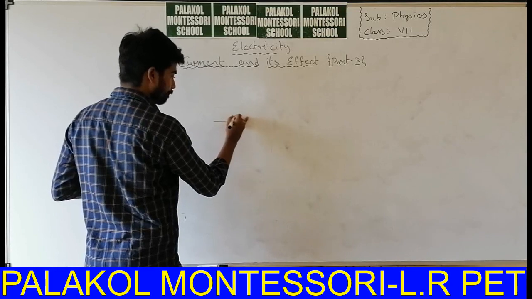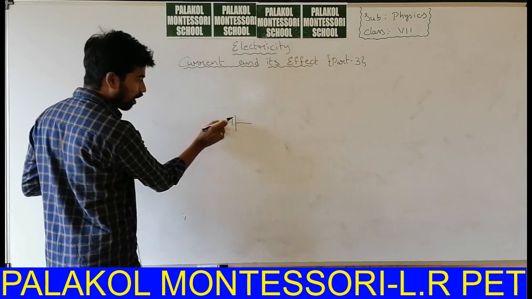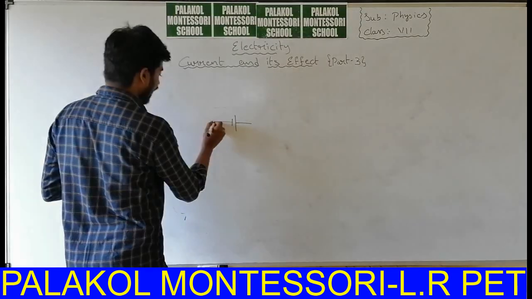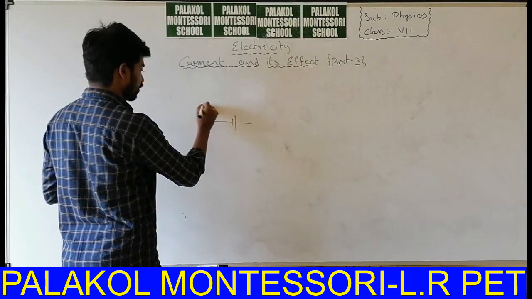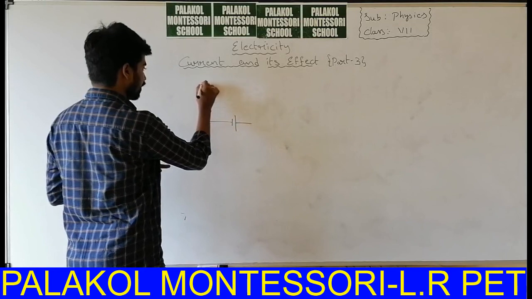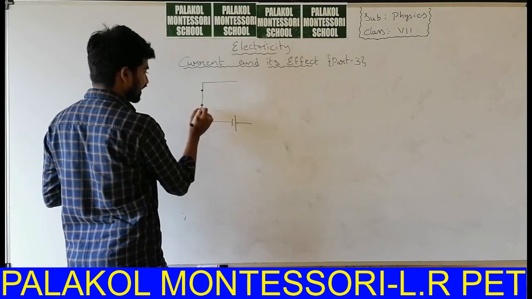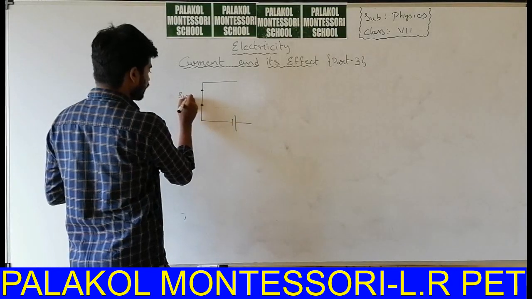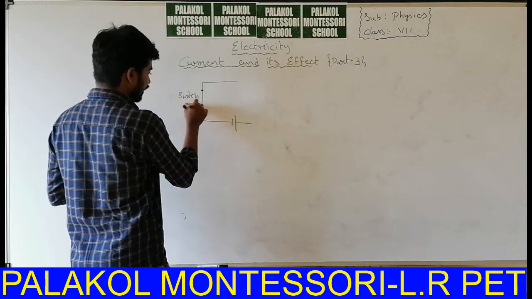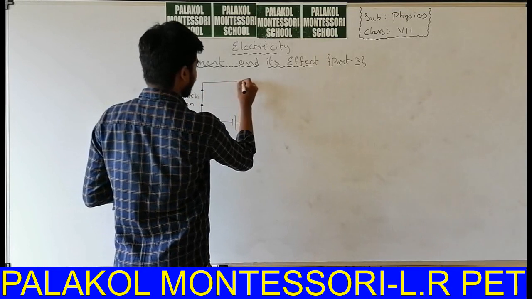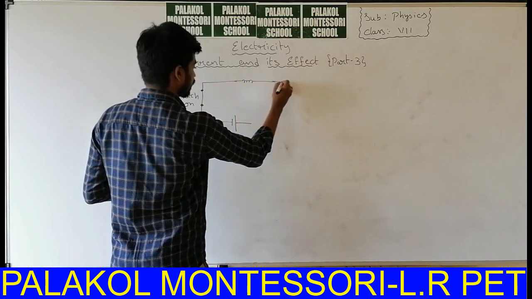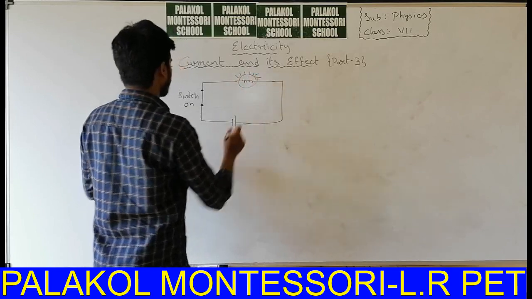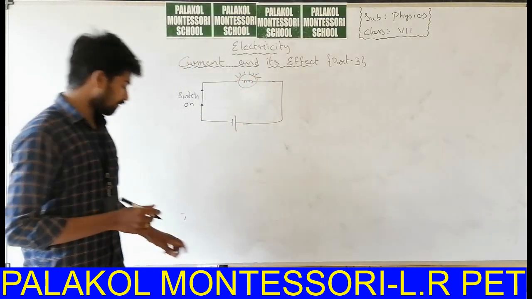So this is the battery: longer line, positive terminal; shorter line, negative terminal. This battery is connected to the bulb through a switch. I have considered the switch to be in the on position, and a bulb is there. It will be glowing. Why? Because the switch is on.